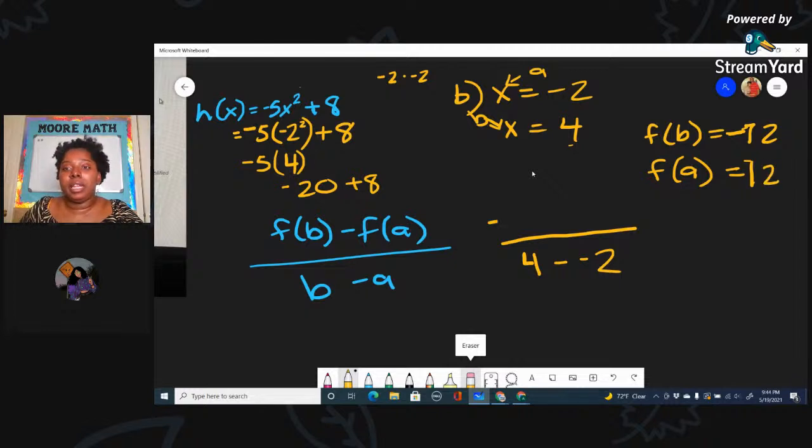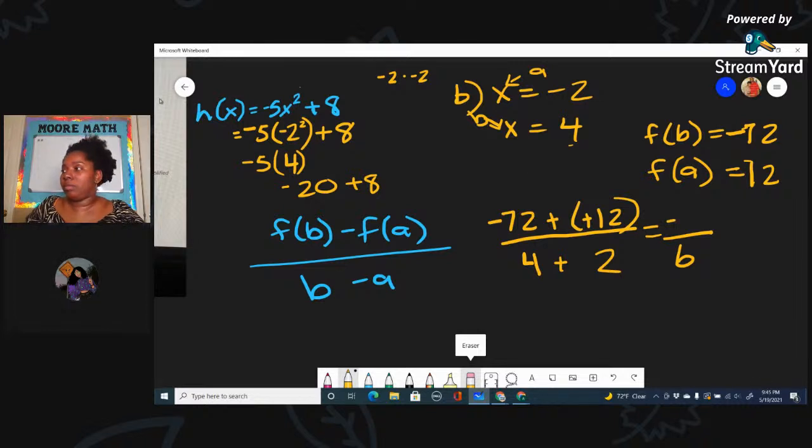Okay, so now let's plug it in. -72 minus -12. Okay, this double negative becomes a positive. So it's just 4 plus 2 on the bottom, which is 6. Good. And then on the top, we have -72 plus 12. Okay. So -72 plus 12. That's -60. Good. And -60 divided by 6?